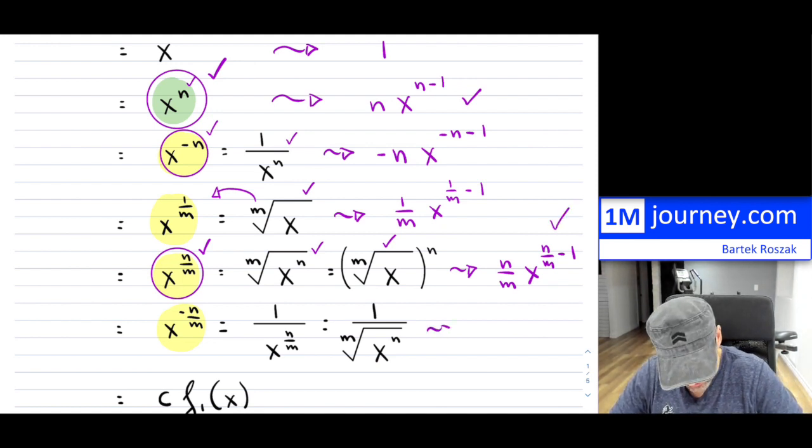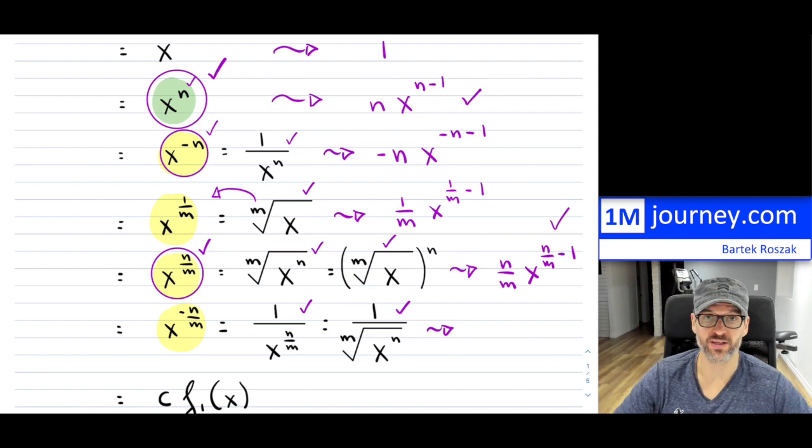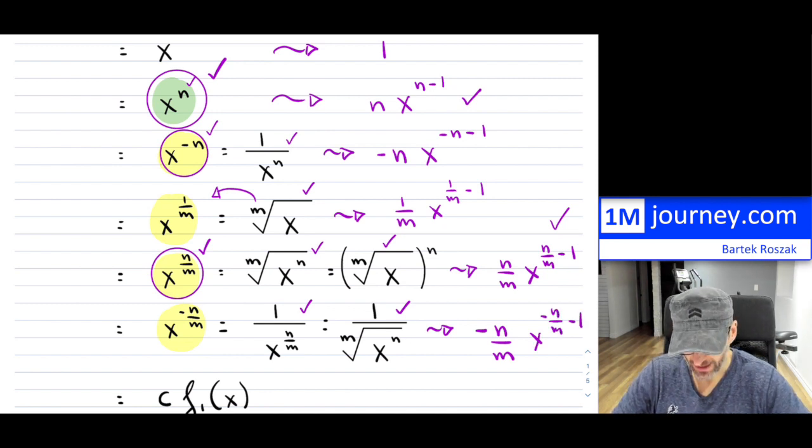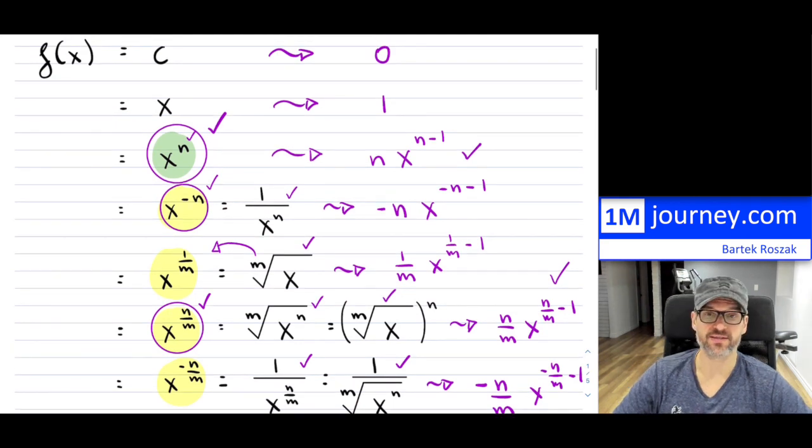And that's the same thing over here. So if it is negative, which really just means 1 over, this just comes from exponent rules that we have, then just write it as an exponent and then again, it's going to be negative n over m times x to the negative n over m minus 1. And that summarizes all of these.